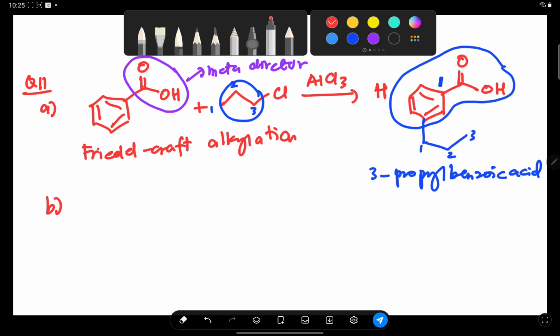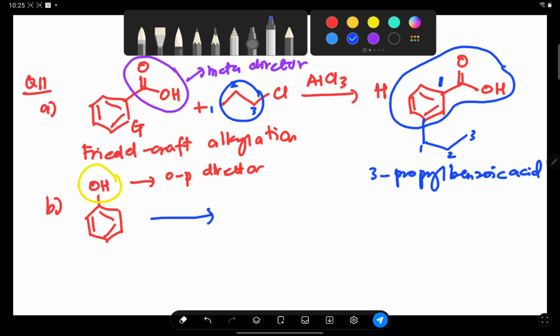And for B, determine the product obtained if compound G is replaced with a phenol. Of course, when it is replaced with phenol, the substituent also changes, which here is the hydroxyl group. So what is the property of the hydroxyl group, OH? It will act as an OP director. So it will direct the R group to the ortho and para locations.